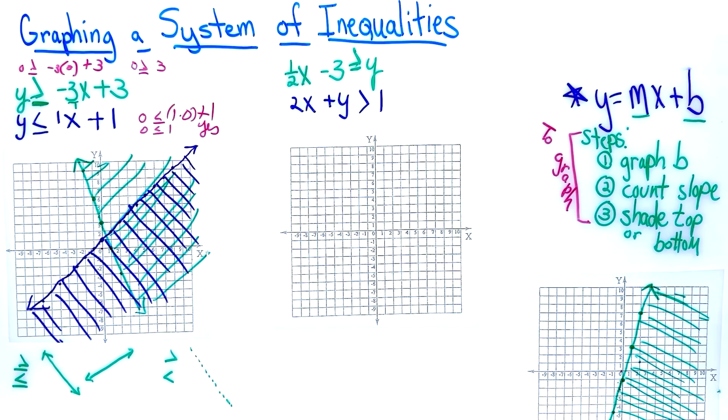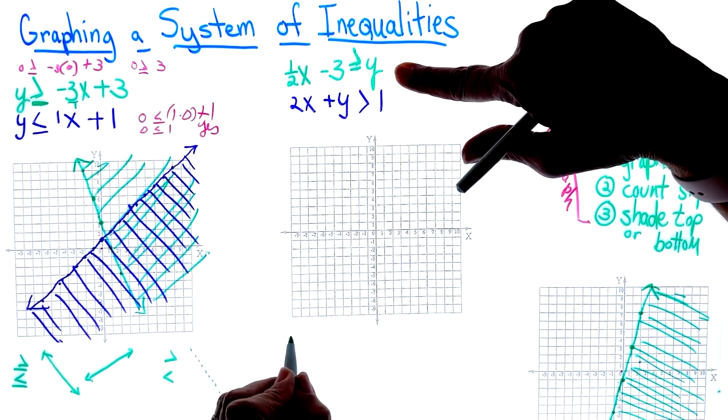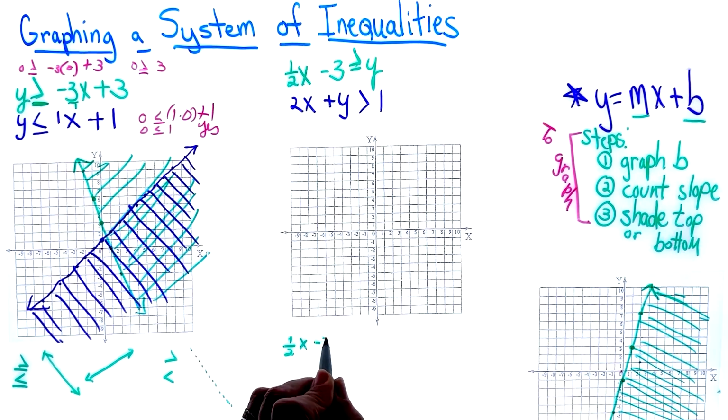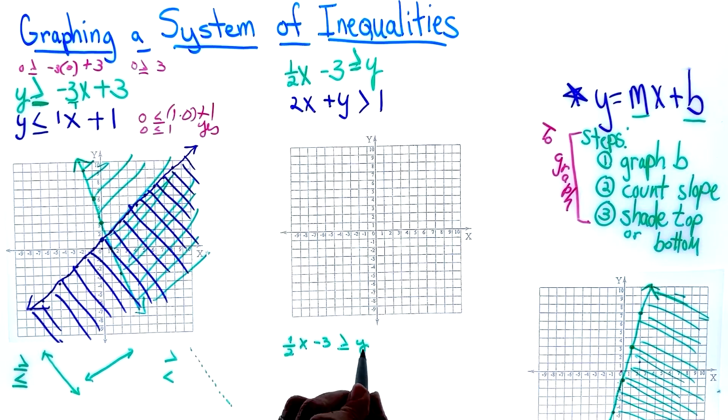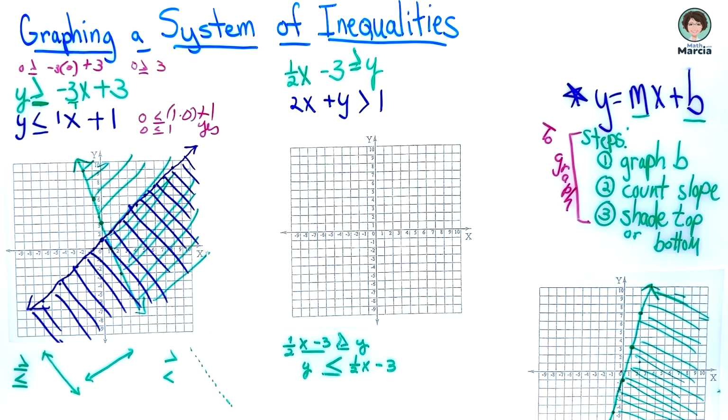So I am going to copy this inequality down below. One half x minus 3 is greater than or equal to y. And we know we want it in y equals mx plus b form. So I'm just going to write my y over here, and I'm going to write 1/2 x minus 3 there. And notice how this is opening up to your expression here. So I know that I need to flip my sign so that it will match where the top one opened up to. So let's go ahead and graph the green one.